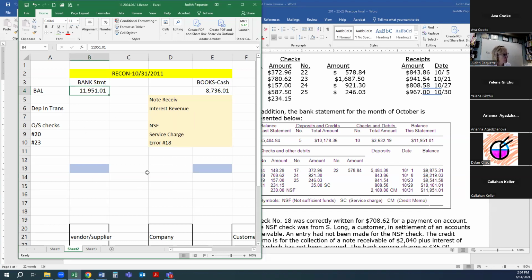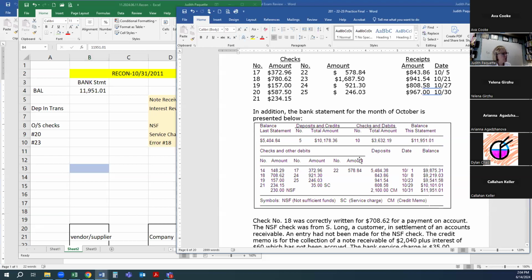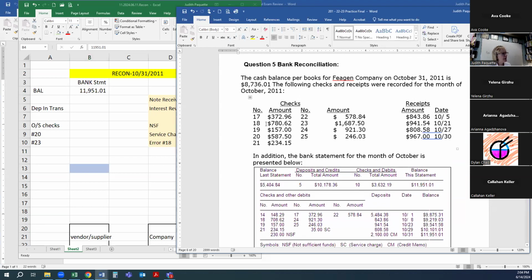And now we start working with adjustments. So what we're essentially doing is we're saying, let's look at all these checks. These are the checks that the company wrote, 17, 18, 19, 20, 21, 22, all the way up to 25. Here's the money the company received. October 5th, October 21st, October 27th, and October 30th. We're going to compare, since this is a smaller list, we're going to compare it to what's in the bank account.